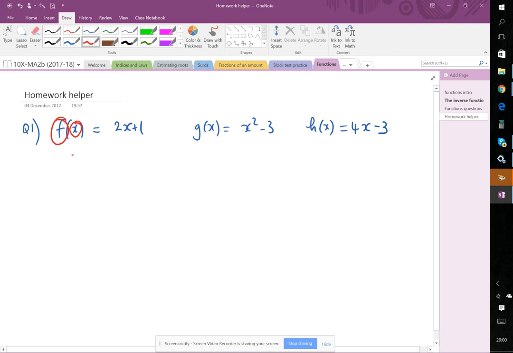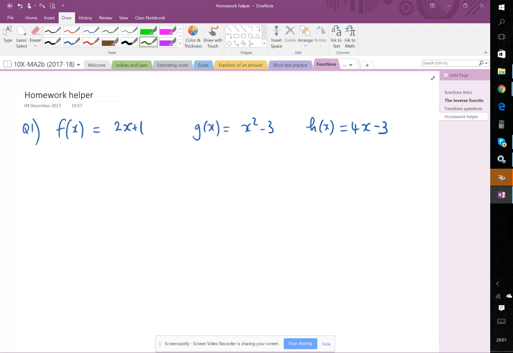We do a similar thing to the function g. Well, g is the function which takes in an input of x and produces the square of its input, so x squared, and then subtracts 3. And h of x is the function such that it takes in an x and produces 4 times x and then subtracts 3 afterwards. Okay, so let's try and answer some of the questions here.